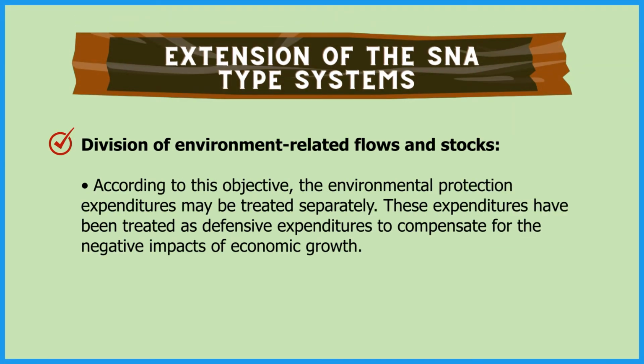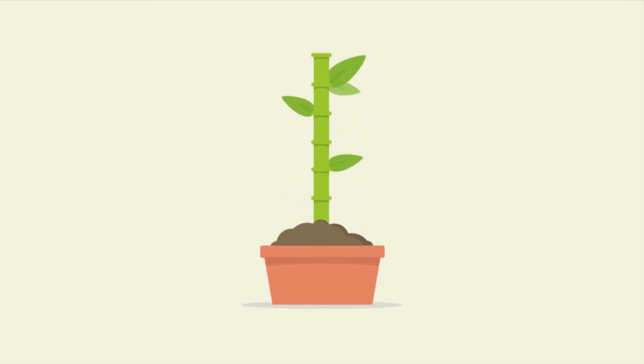So what are the main objectives of SEEA, that is also called the Integrated Environmental and Economic Accounting approach? So the first one is division of environment-related flows and stocks. According to this objective, the environmental protection expenditures may be treated separately. These expenditures have been treated as defensive expenditures to compensate for negative impacts of economic growth.